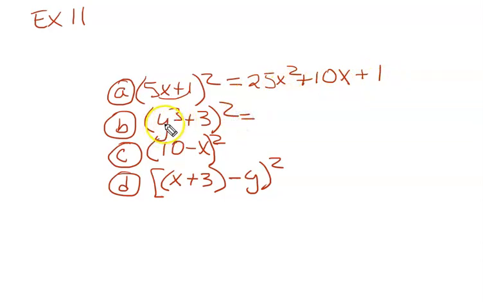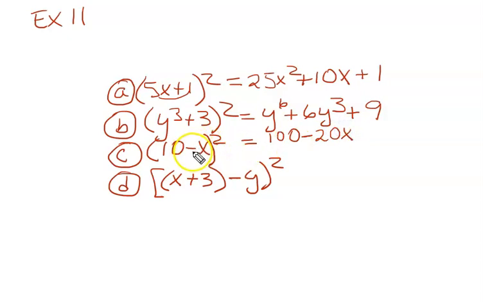We're going to square this, so that would be y to the 6th. We're going to multiply these together. That gives us 3y to the 3rd, double it, 6y to the 3rd. We're going to square the 3. That gives us a 9. We're going to square the 10. That gives us 100. Going to multiply these two together. That gives us a negative 10x. Double it. A negative 20x. Square a negative x. Gives us a positive x squared.